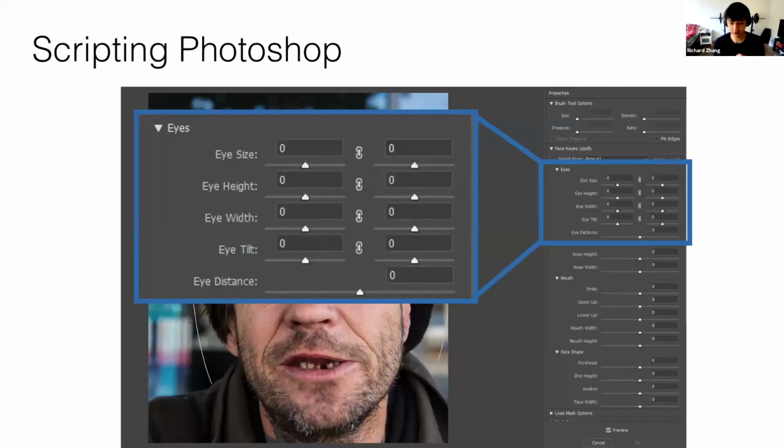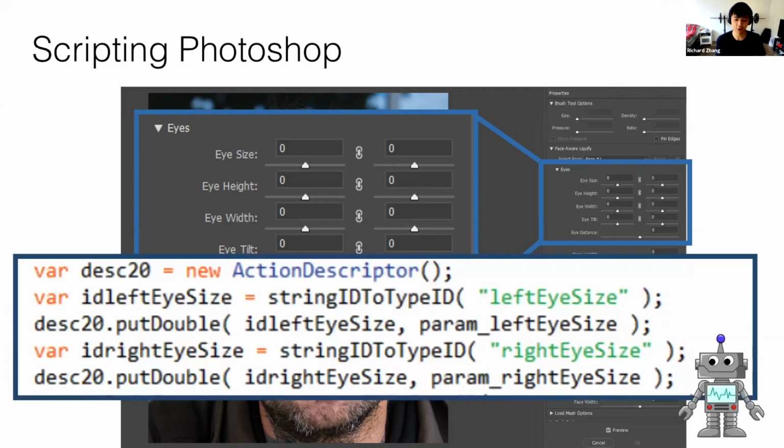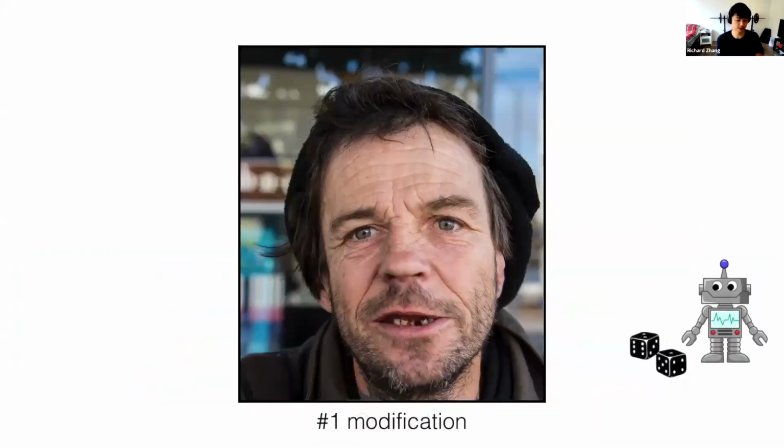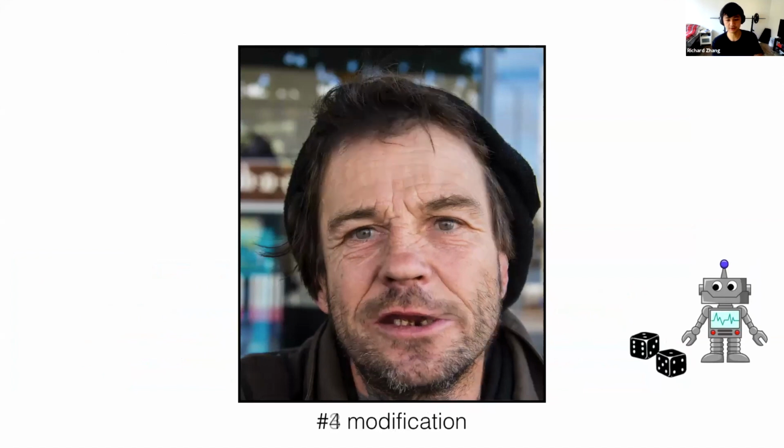So the Face Aware Liquify tool gives a whole bunch of sliders. For example, here you can control the eye size or the height or the tilt or the width or the distance between the eyes. And you can randomly sample from the space and create a whole bunch of perturbations of this input face using this specific tool in Photoshop. For example, here's the original. Here's a modified version. Here's another, a third, and a fourth. So the robot can just automatically generate these.